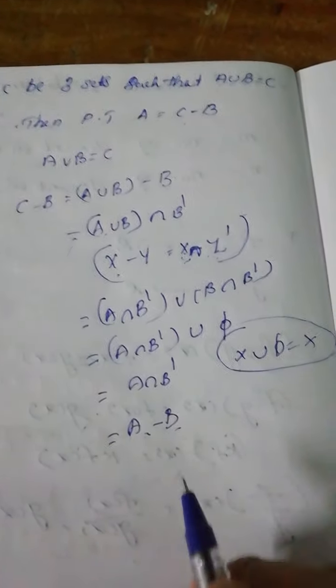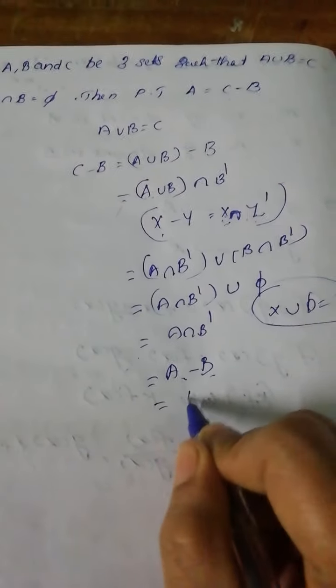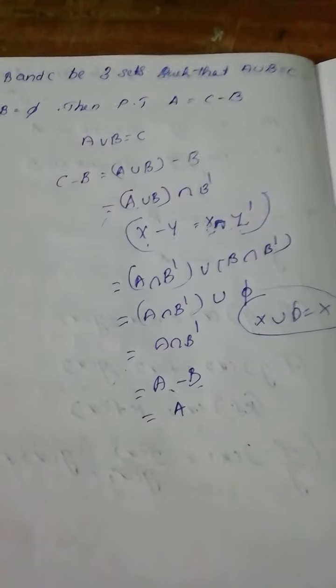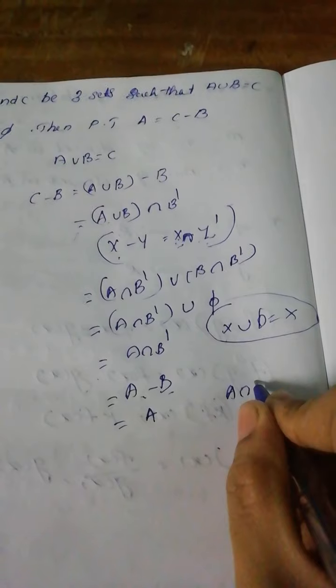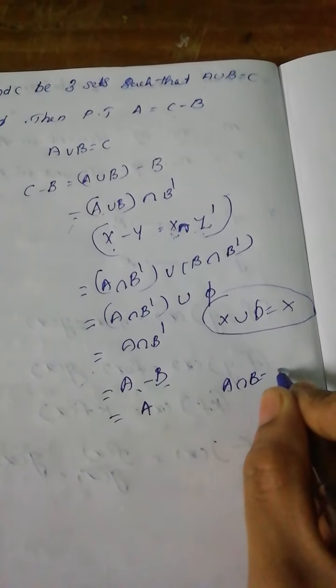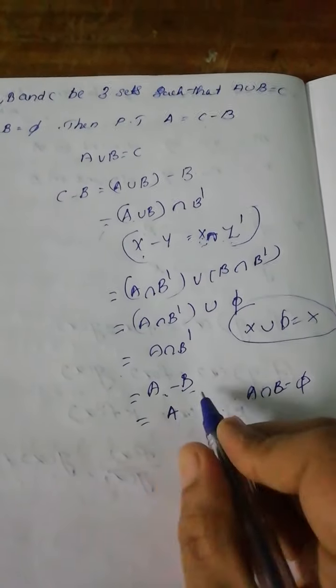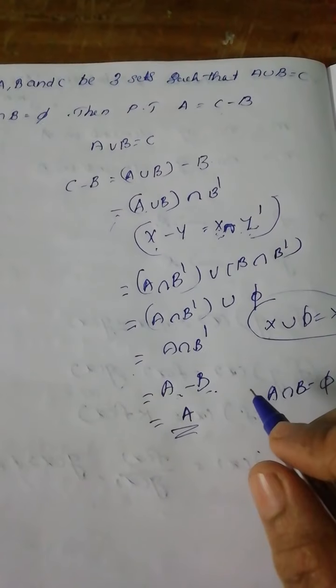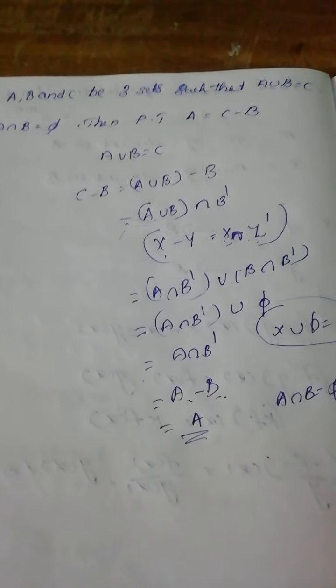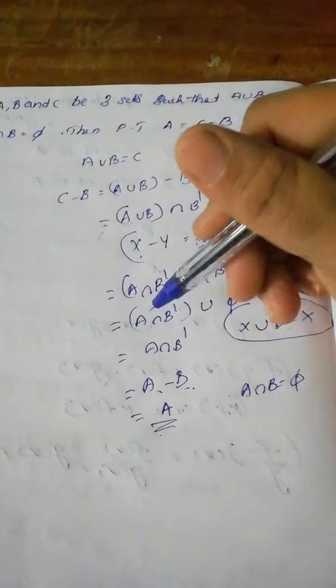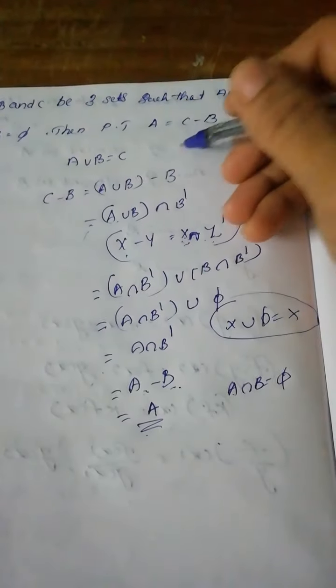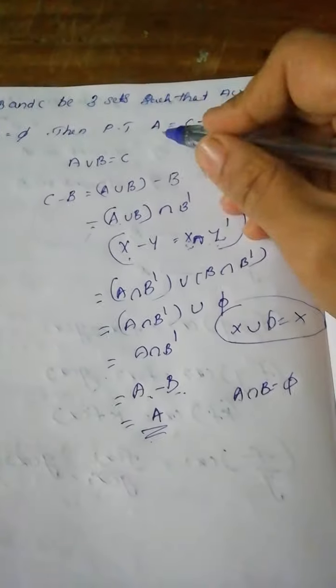Using this result, we can write that A minus B equal to A, because A intersection B equal to null set. A minus B equal to A using the formula. From this A union B, we can prove that C minus B equal to A.